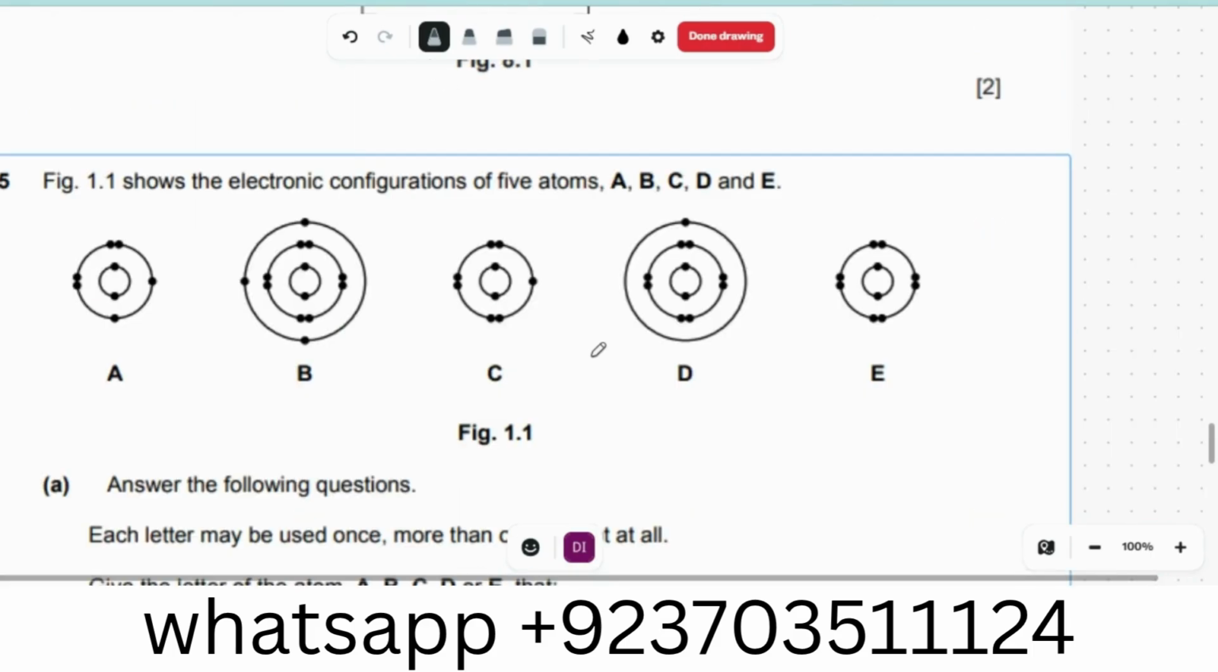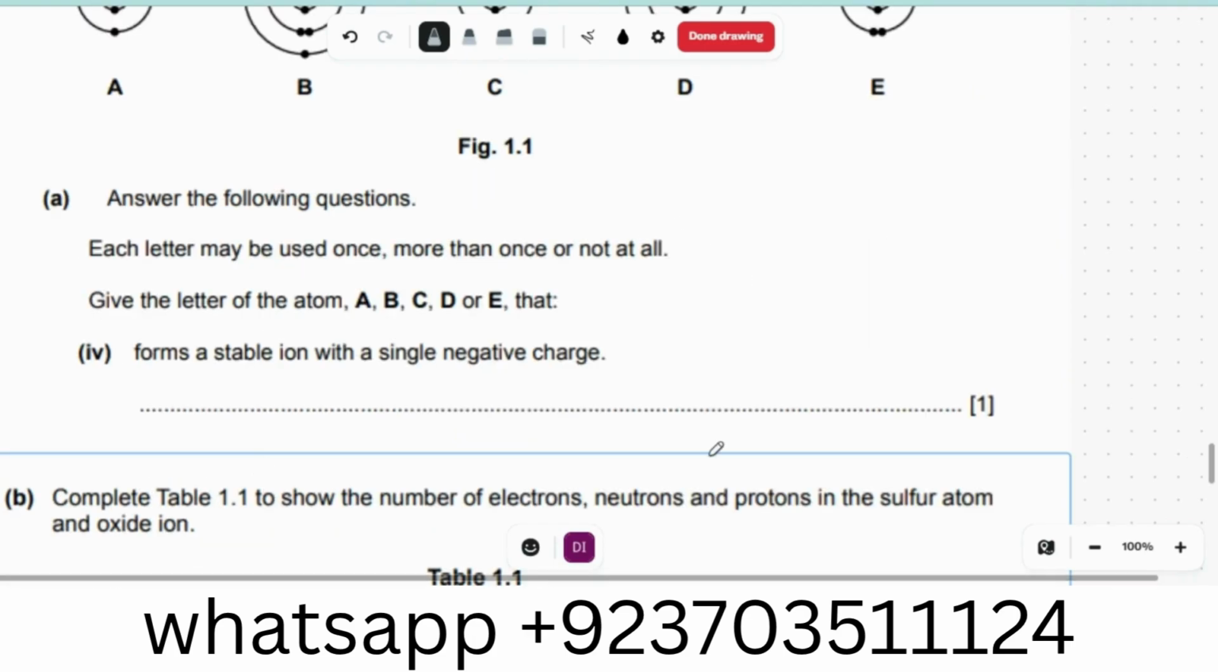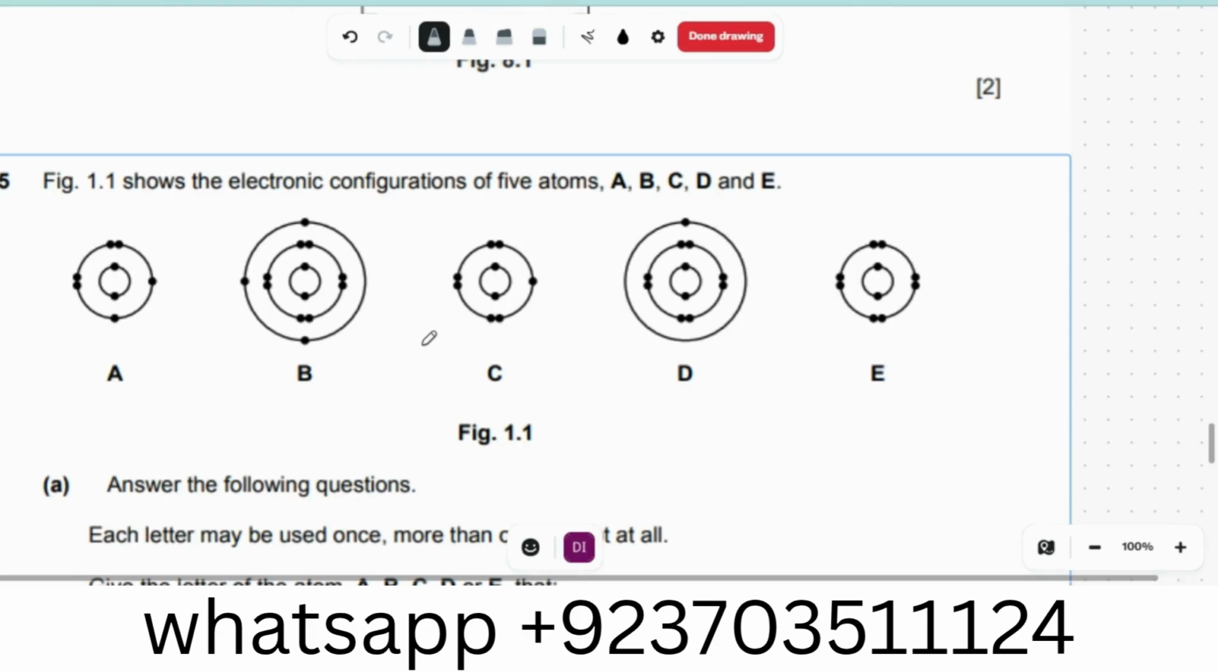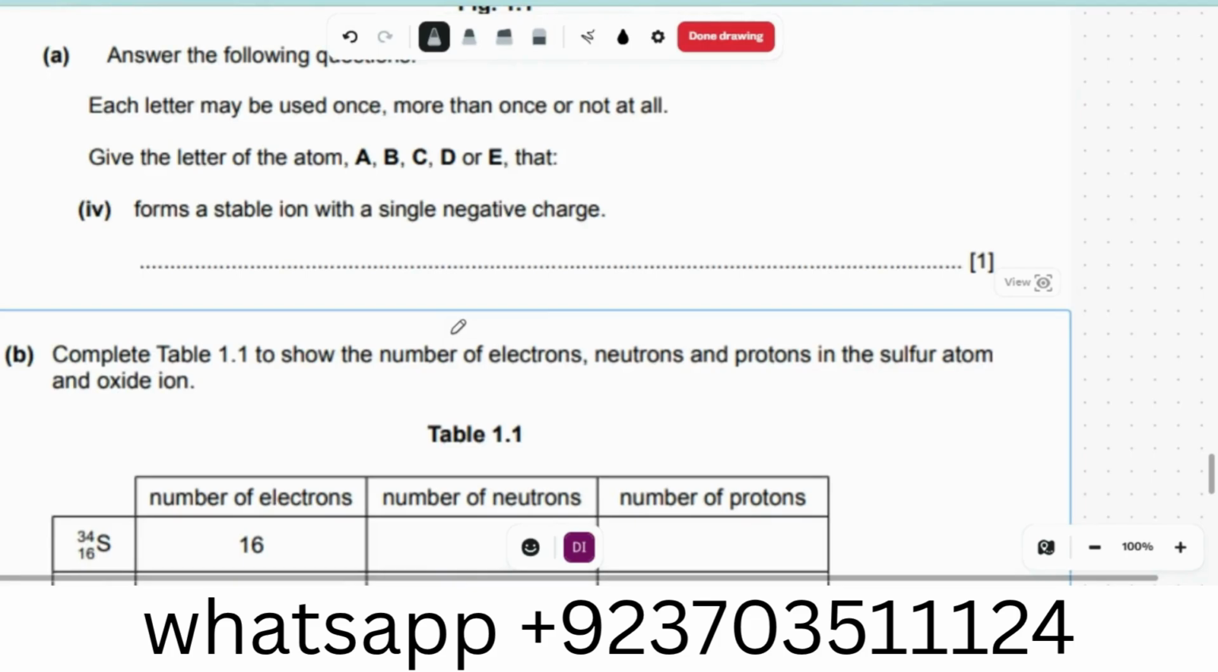The electronic configuration of 5 atoms: A, B, C, D, and E. Answer the following; each letter may be used once or more. Which forms a stable ion with a single negative charge? That is C. A single negative charge means it already has 7 electrons in the shell, so it will gain just 1 electron and become stable with 8 electrons. So that would be C.